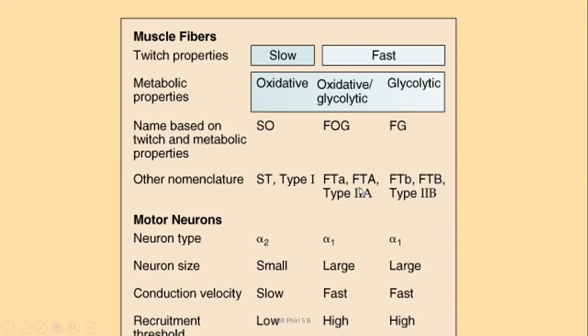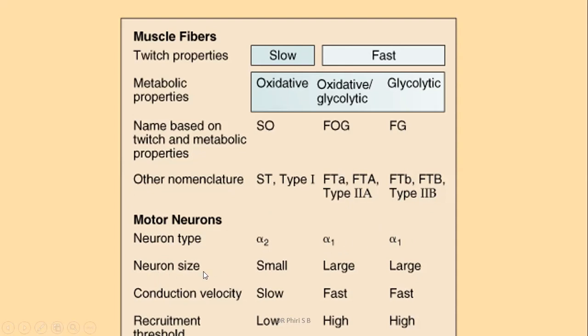The motor neurons that are innervating these muscle fibers, so the neuron type: the slow twitch fibers are innervated by the alpha-2 motor neuron, which is smaller. So even the conduction of the action potential is slow, and the contraction will also be slow. Then you have the fast twitch fibers that are innervated by the alpha-1 motor neuron, which is larger, and the conduction of the action potential is very fast.